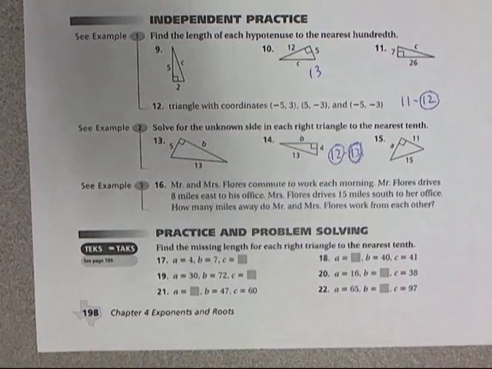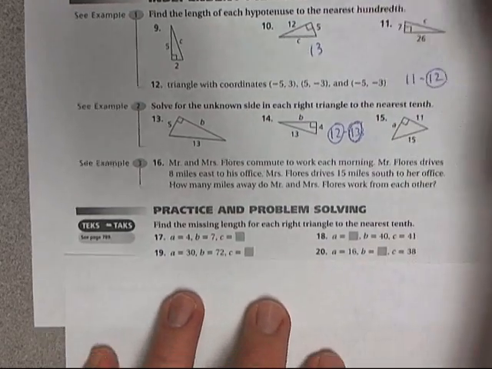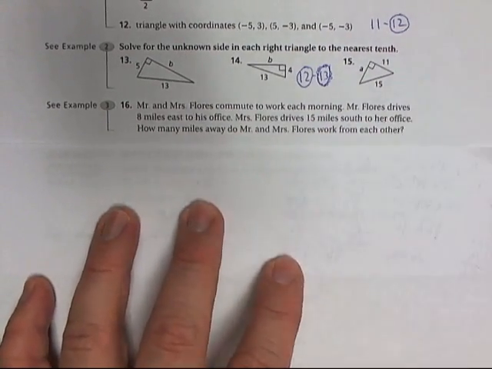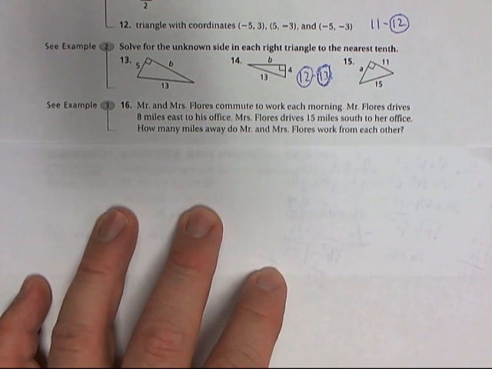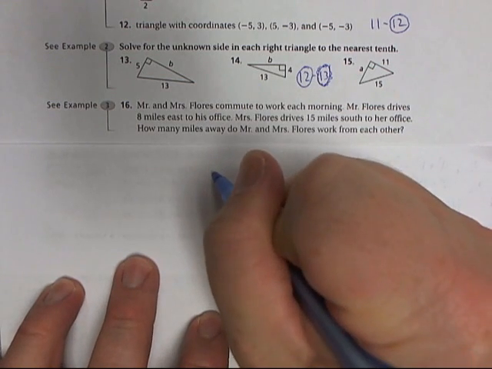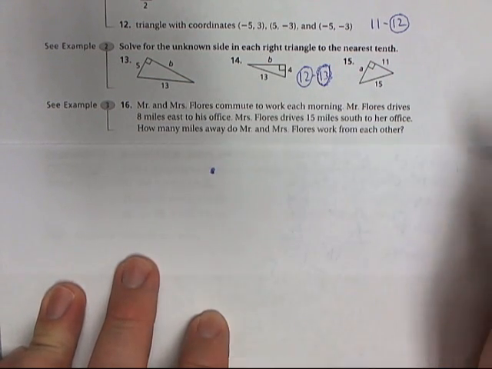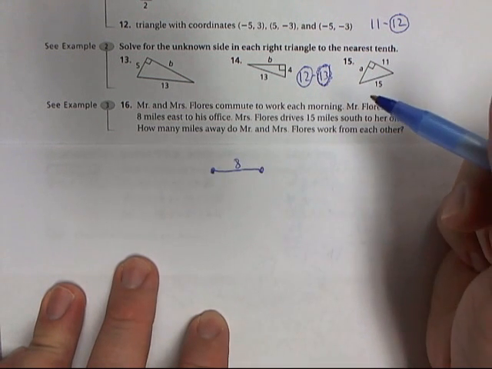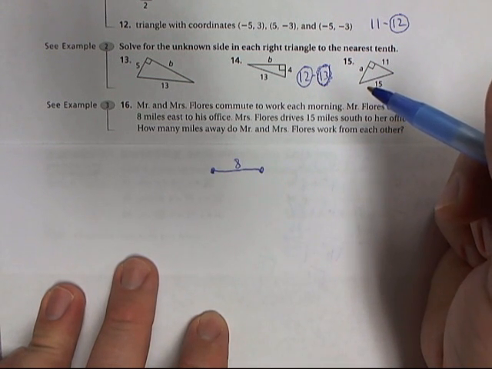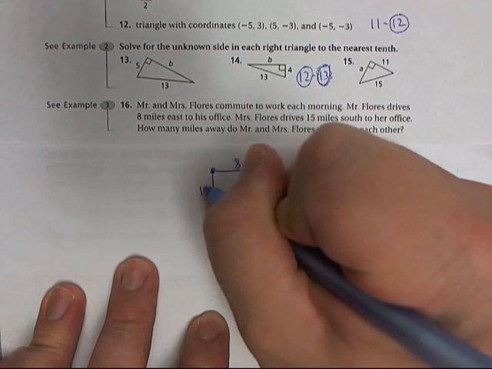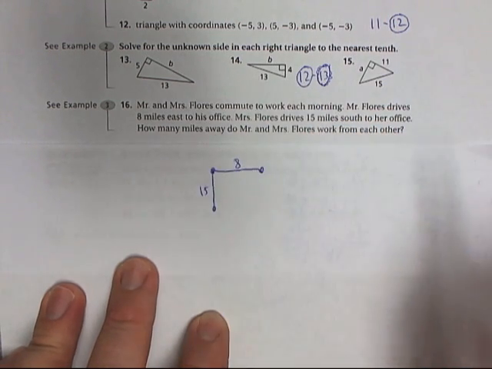Number 16. Another word problem. So we want to draw a picture. Mr. and Mrs. Flores commute to work each morning. Mr. Flores drives 8 miles east. So we need to have a starting point. So this dot is my starting point, 8 miles east to his office. Mrs. Flores drives 15 miles south to her office. So south is 15 miles.